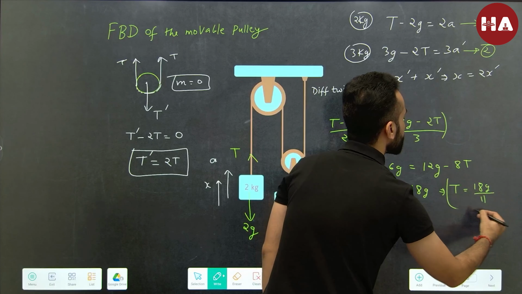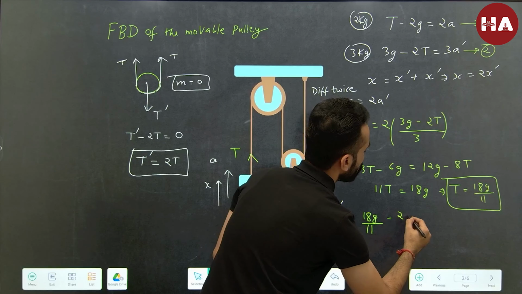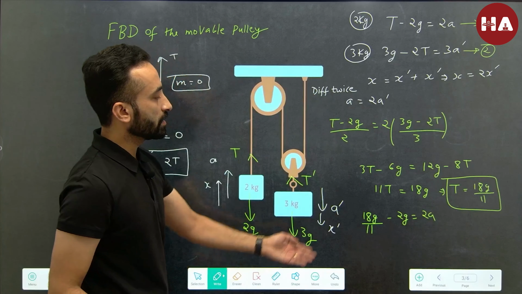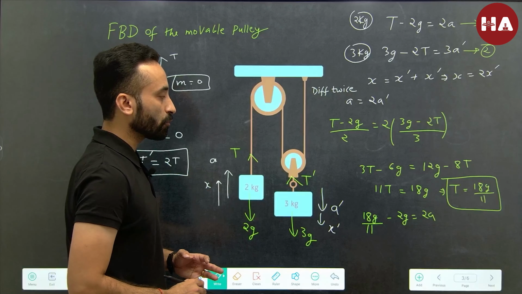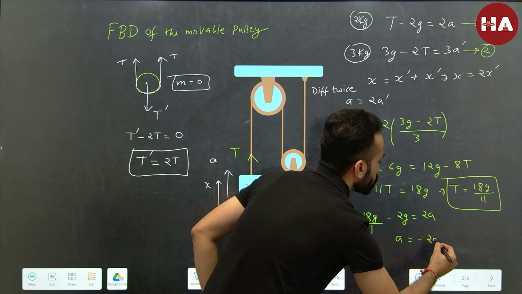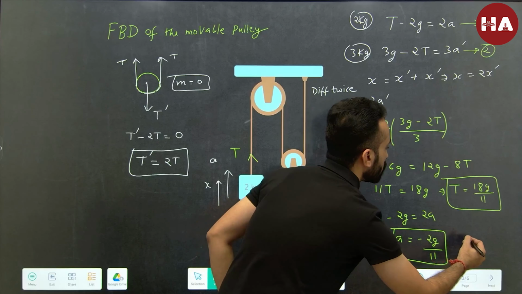So when I do that, 18g over 11 minus 2g equals 2a. So what are we getting? (18 minus 22) g by 11, which is minus 4g by 11, and if we divide, we get a as minus 2g by 11, and therefore a dash, which is half of a, is going to be minus g by 11.